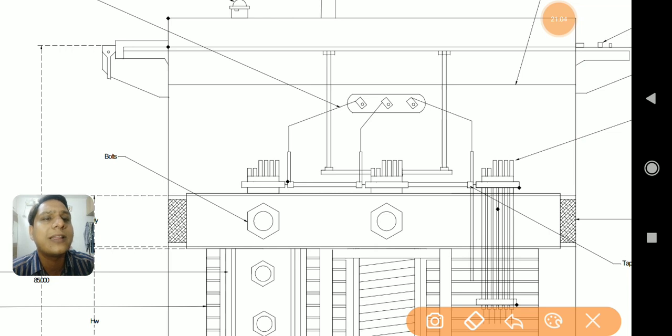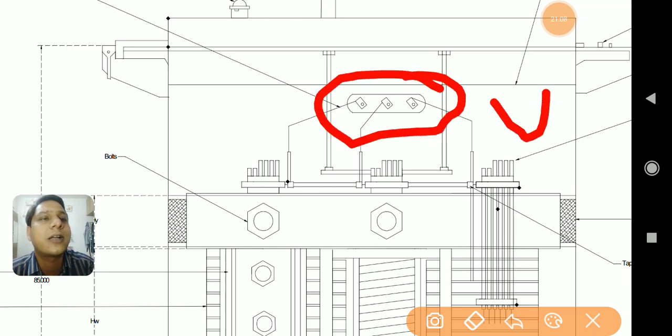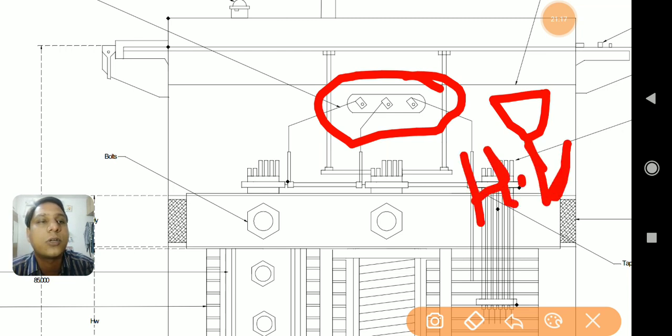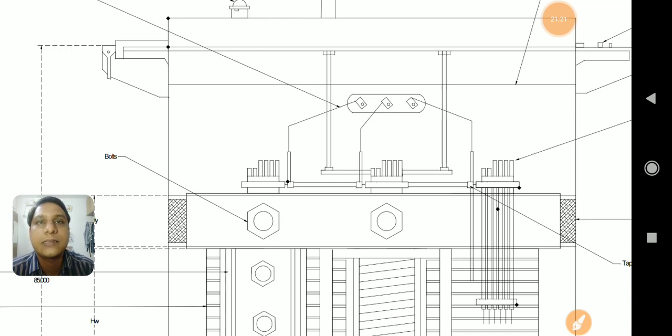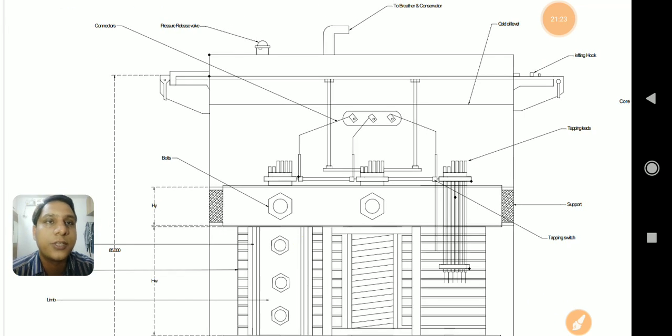So by looking at the diagram, I can easily identify that if 3 connections are there, this is a delta connected winding, and if it is a delta connected winding, then this must be an HV winding. That's the understanding out of it. I hope you will find this useful for study purposes.